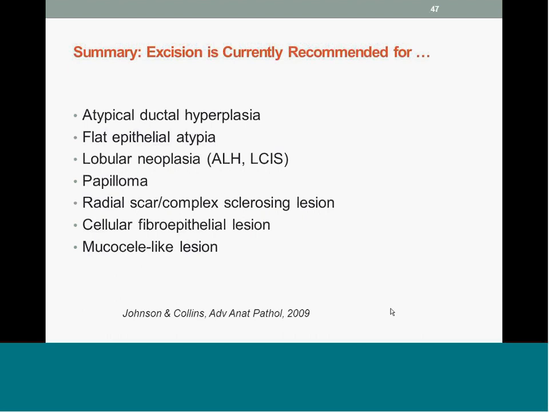A summary of those kinds of lesions for which excision is currently recommended. These are the ones that I've covered, and they cover the spectrum of ADH, ALH, papilloma, radial scar, cellular fibroepithelial lesion, mucocele-like lesion. These are the big ones, which if you make that diagnosis or you suggest that diagnosis on your core biopsy, there's controversy with these things. I don't know that the practice is uniform across North America. I think it would certainly depend.